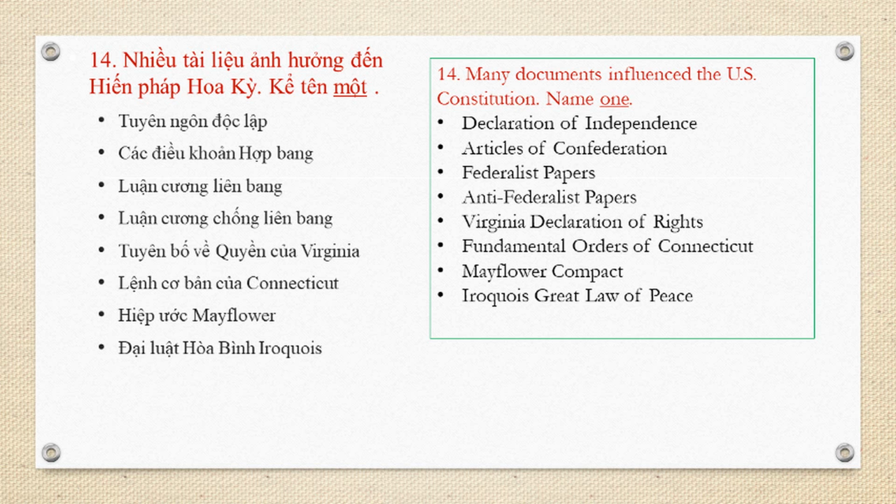14. Many documents influenced the U.S. Constitution. Name one. Declaration of Independence. Articles of Confederation. Federalist Papers. Anti-Federalist Papers. Virginia Declaration of Rights. Fundamental Orders of Connecticut. Mayflower Compact. Iroquois Great Law of Peace.